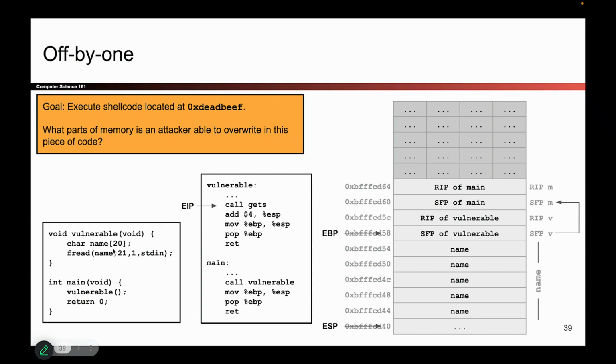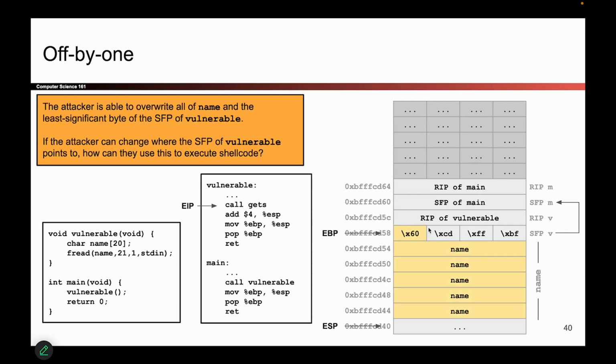In this case, I can write 21 bytes of data into a 20-byte character array. If I start writing at name, and I write 4, 8, 12, 16, 20, I can write one extra byte, the 21st one, and that's it. What I've shown here in yellow is the only stuff I can overwrite. I can overwrite all the bytes of name to whatever I want. And I can overwrite this one byte of the SFP. Not all 4 of them, just one. And also, crucially, I can't overwrite the RIP.